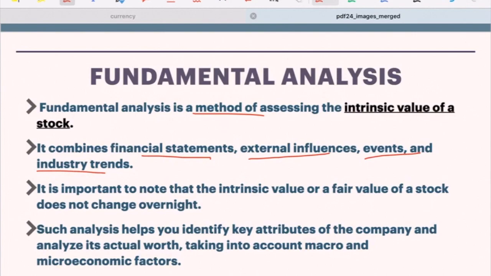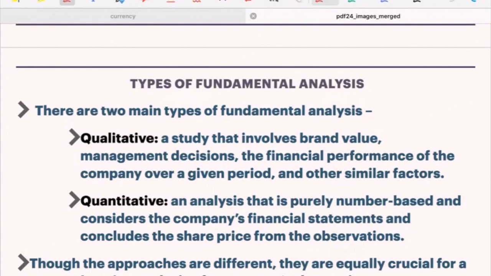And we should note that the intrinsic value or the fair value of the stock will not change overnight. And this analysis will help us to analyze the actual worth of the company by taking into account macro and micro factors. There are two main types of fundamental analysis. One is qualitative, another one is quantitative. Qualitative is purely based on non-financial parameters, while quantitative is purely based on financial parameters.